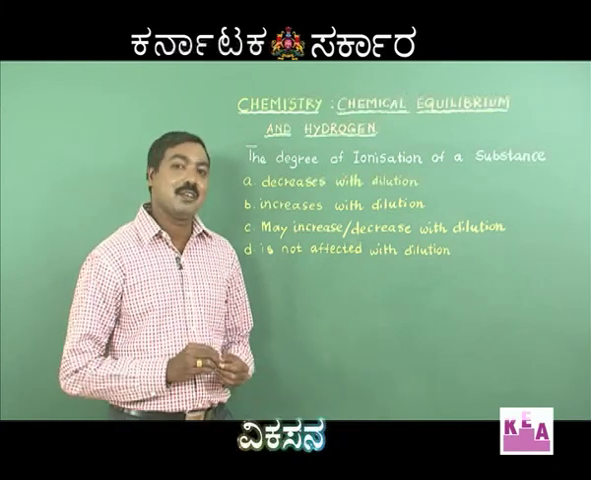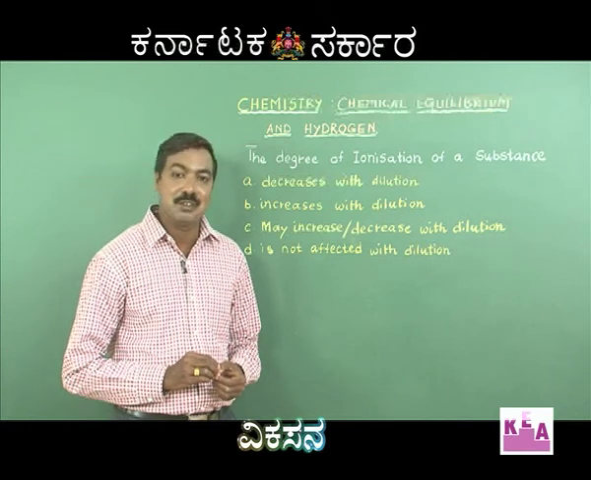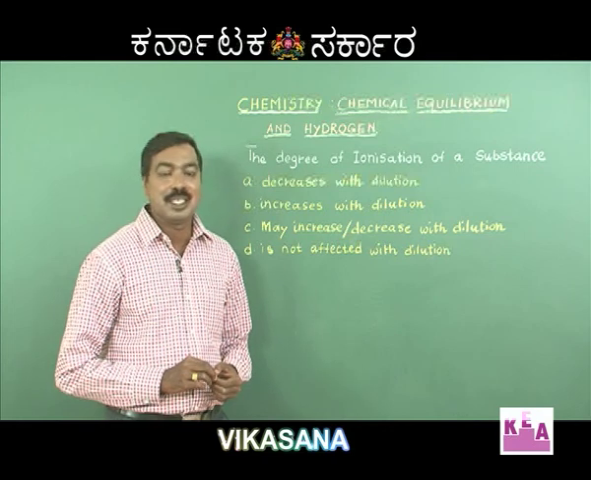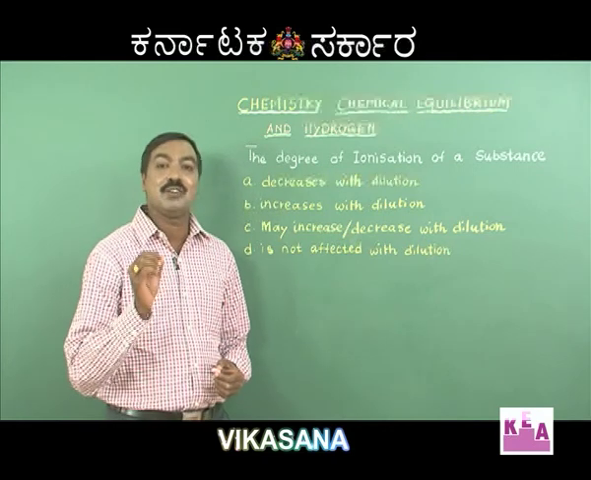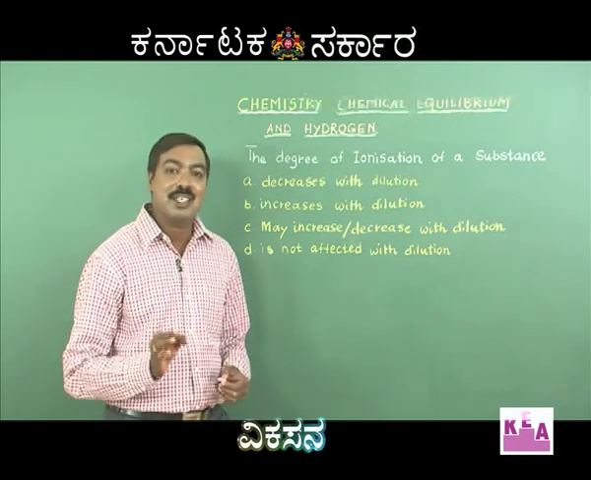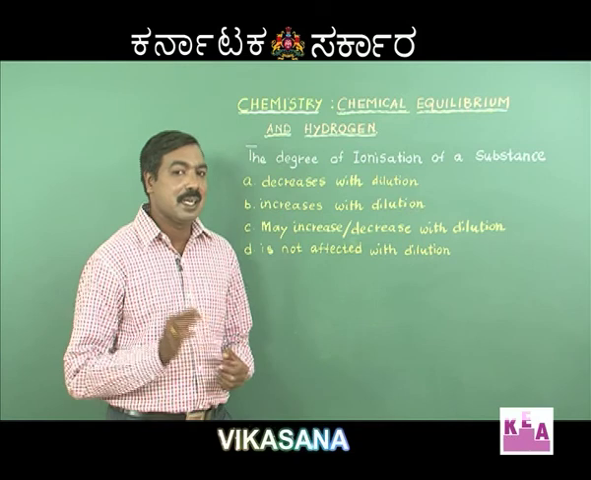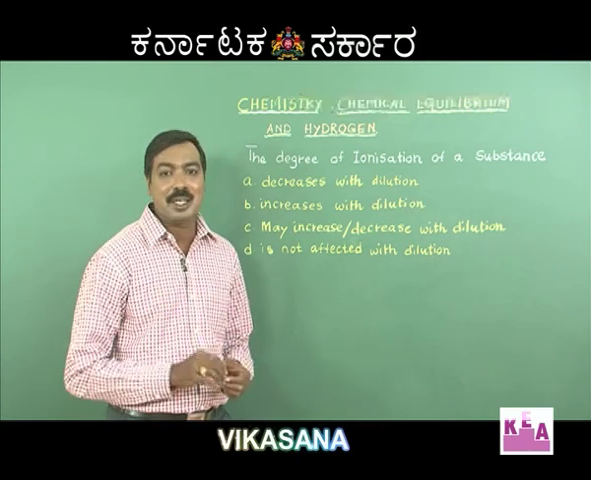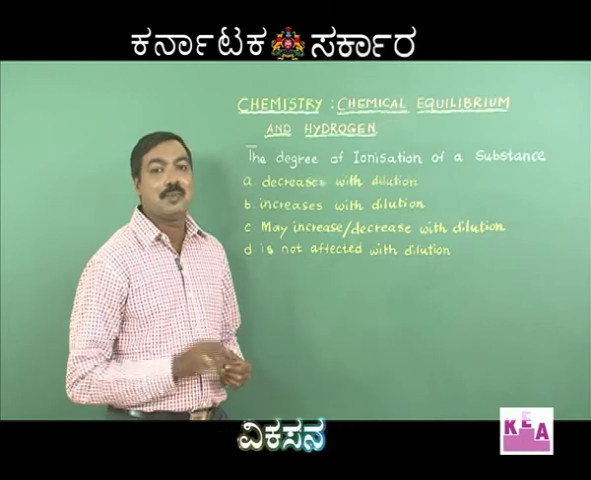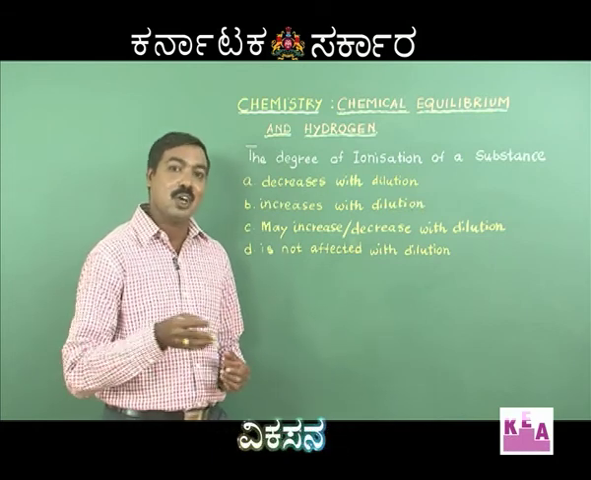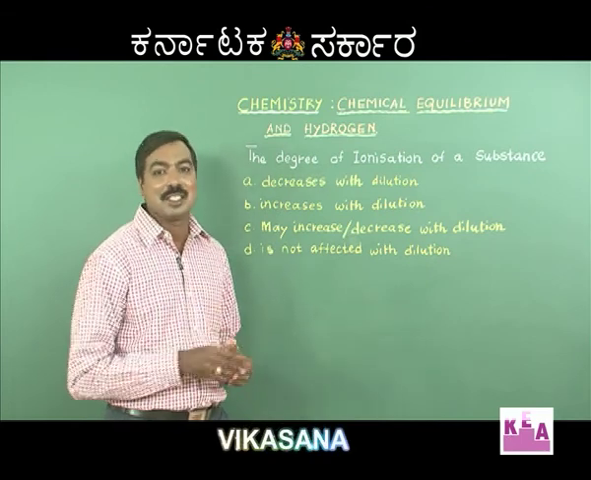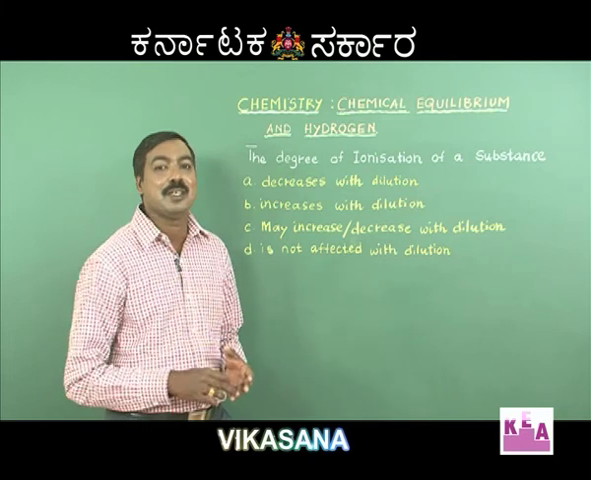One governing factor for the degree of ionization is dilution. With increase in dilution, the degree of dissociation or degree of ionization increases. Another factor: increase in temperature increases the degree of ionization. One more factor: the presence of another electrolyte, a strong electrolyte having a common ion, decreases the degree of ionization. I mentioned three governing factors.